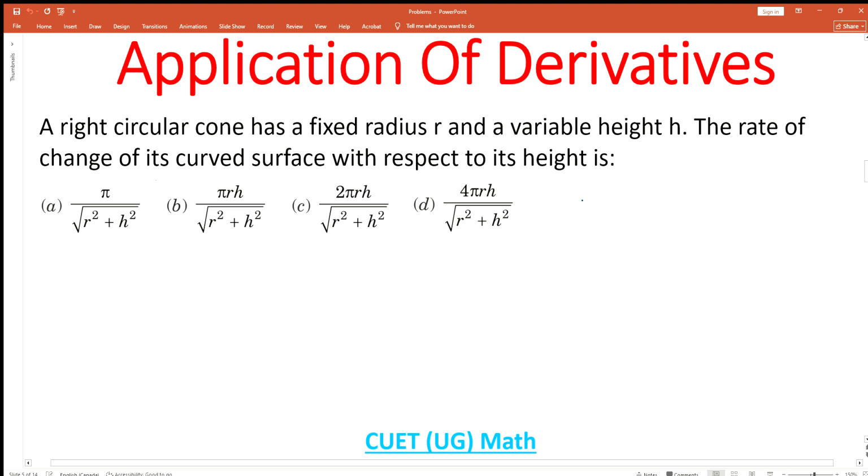Let's start by analyzing the given information. In this problem, we have to analyze a right circular cone. I'll draw one on the board. As per the problem, this cone has a fixed radius r. We can show the radius and a variable height. That means the height of this cone can change. We can show the height of this cone.